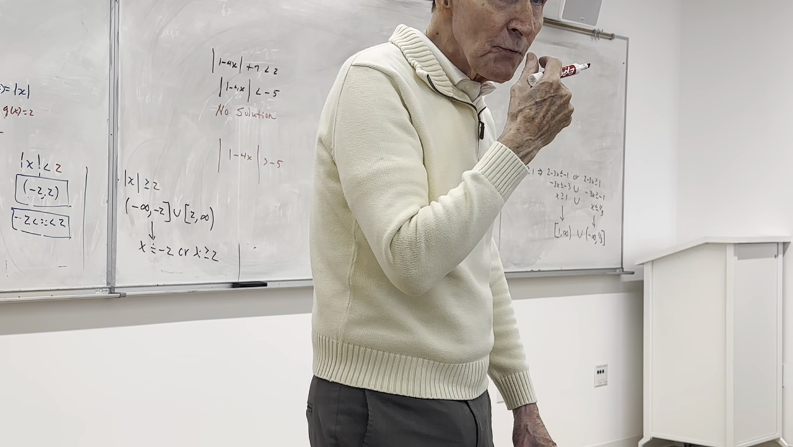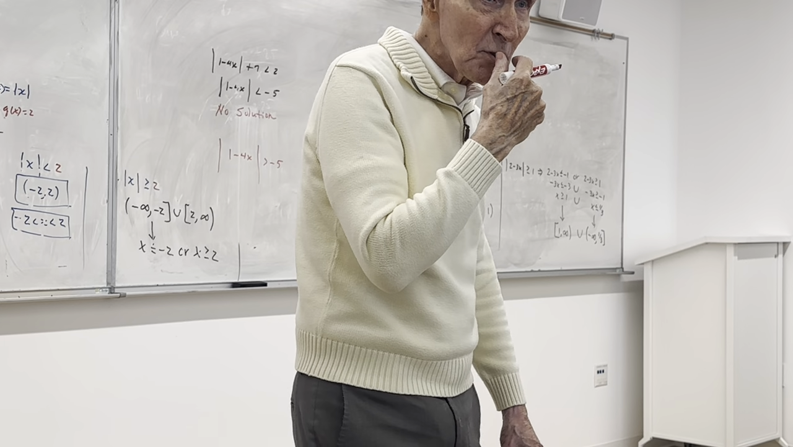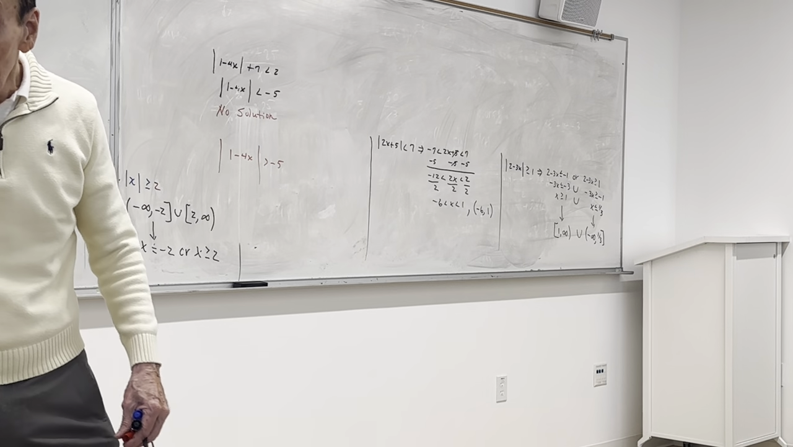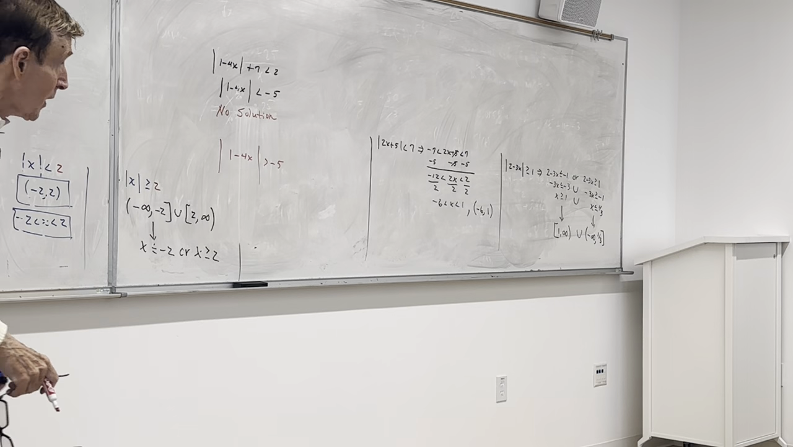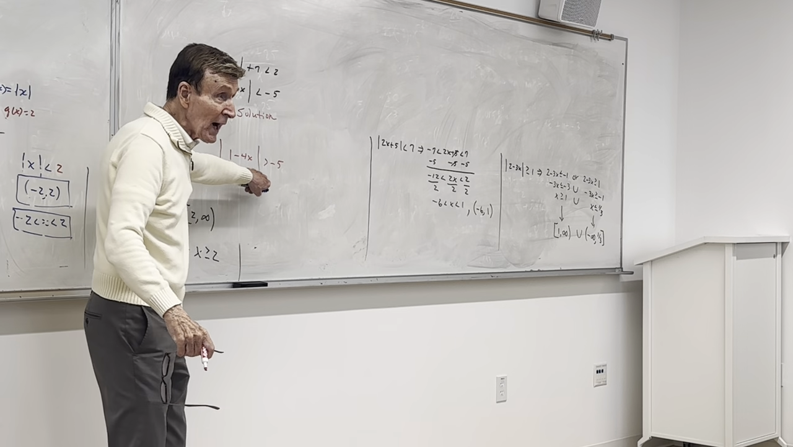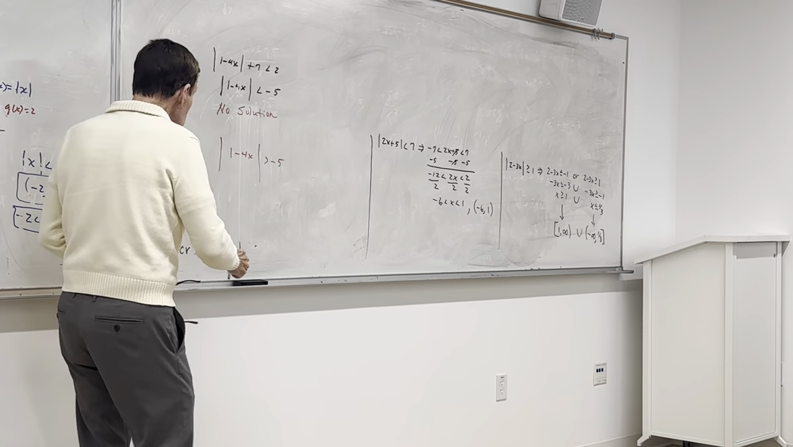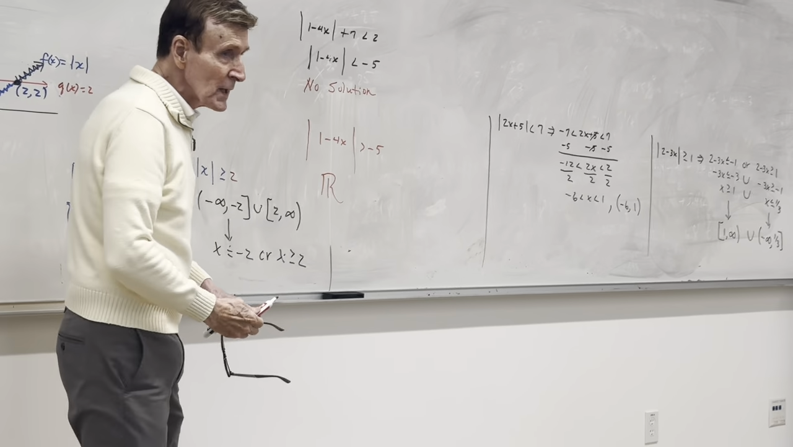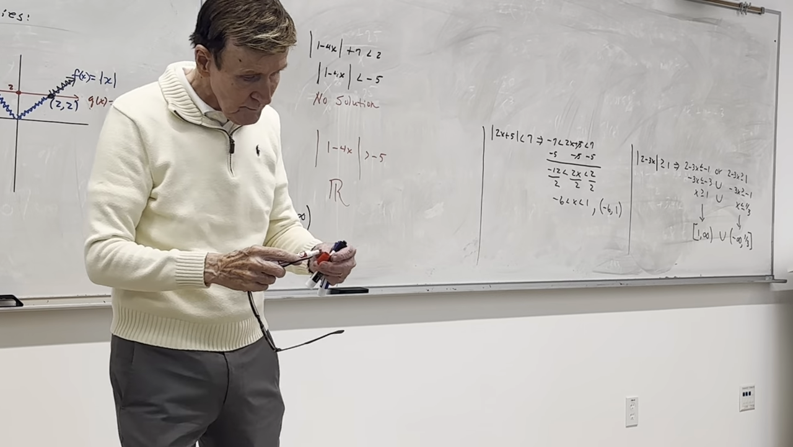Because when you take the absolute value, are you guaranteed on the left-hand side that it is going to be either positive or 0? And are all positives and 0 greater than negative 5? This is all real numbers. One had no solution, the other one has all reals. Everything works.